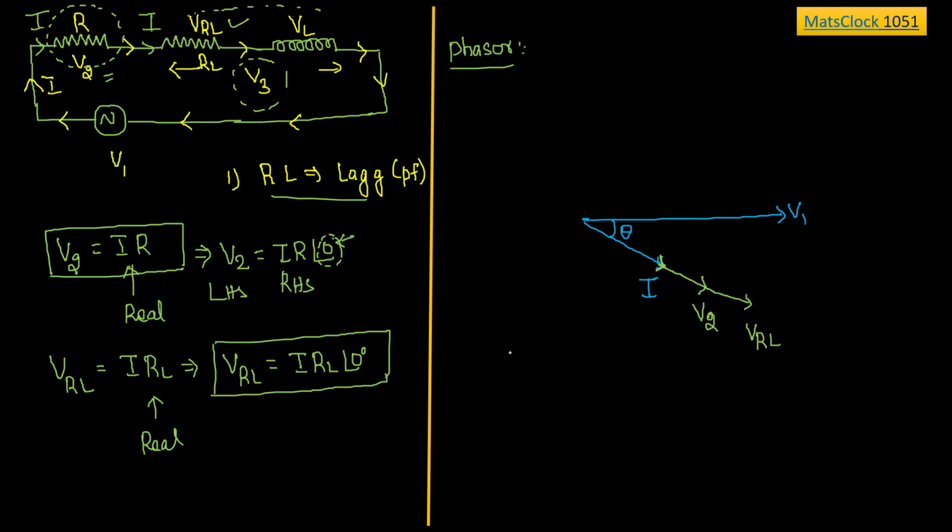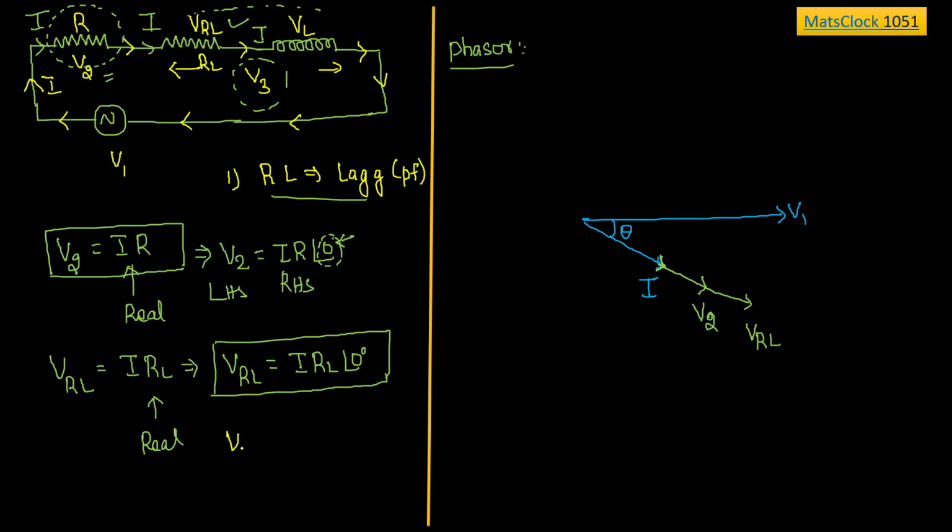But VRL is not given in the question. They have given the coil only. I have broken the coil into two parts: one is VRL, another one is the inductive voltage. Now the same current is entering the inductor. Yes sir. How will you write the inductive voltage? Let me write the third term.